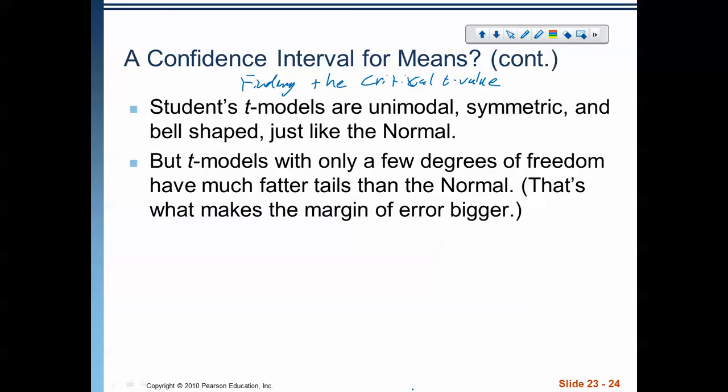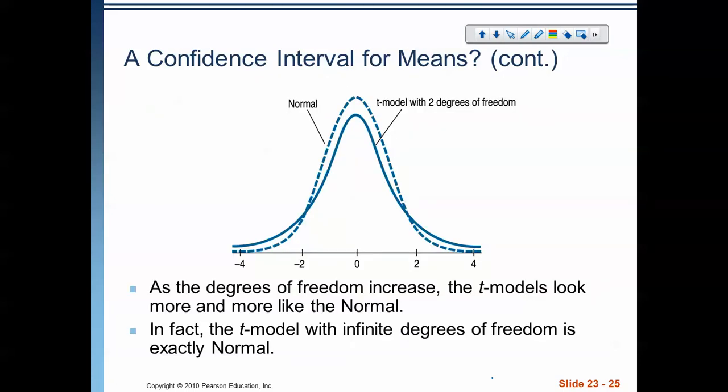So, a couple quick things about the Student's t models that we've been using. They're all unimodal, symmetric, and bell-shaped, just like the normal model. However, since t models have that extra bit of variation in them, the sample size, or the degrees of freedom, remember degrees of freedom is sample size minus 1, has an impact on just how much variation is in that normal model. So to see a picture of that, we've got two different models here.